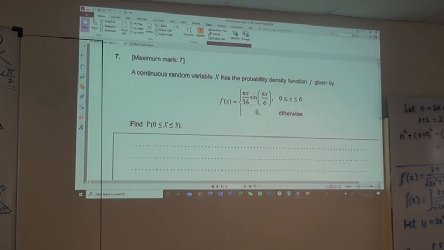7 is a continuous random variable. So this is integration. And some of you did it by integration by parts. But the problem was to substitute the values.